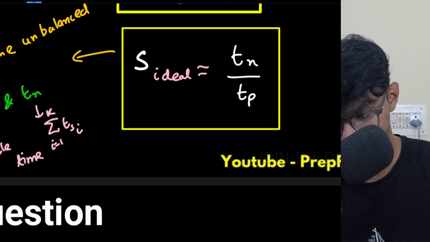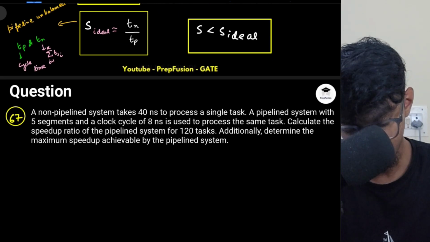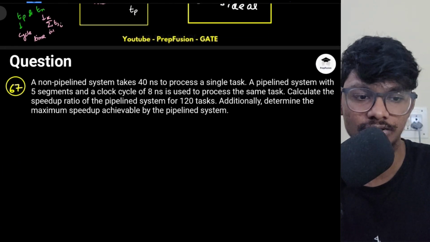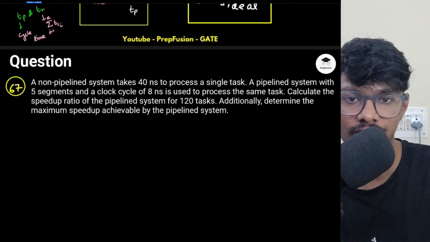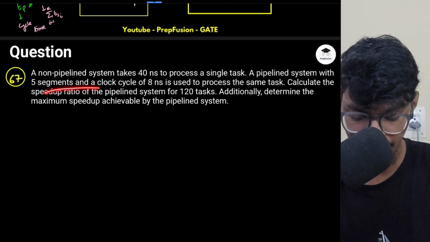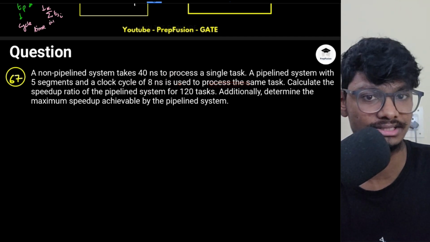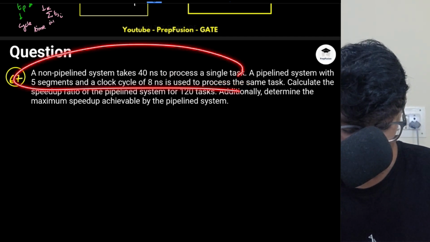That's simply it. So that is what my TP and TN are. With the help of this much knowledge, can we solve a few questions? We'll solve the first numerical. A non-pipeline system takes 40 nanoseconds to process a single task. So what does this information give you?